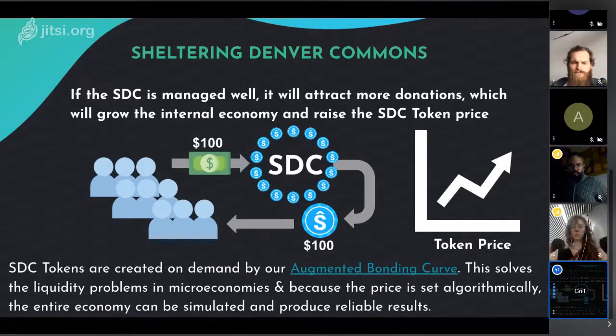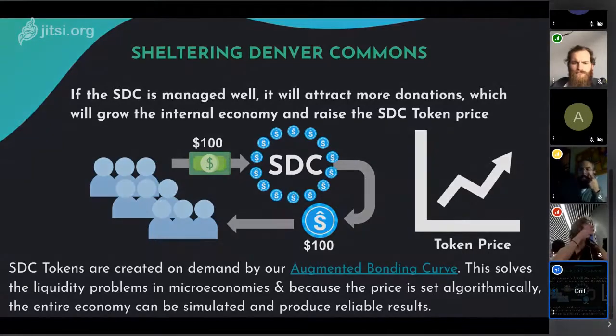And then if you want to sell your tokens, again, you don't have to find someone to buy them. You can actually just go to the smart contract and destroy your tokens. And this is really powerful because that means if the Sheltering Denver Commons doesn't work out, all the tokens can be sold and collateral can be returned to the users that were participating in the first place. Or if it gets huge, you don't have these crazy shocks to the price because tokens can be created to supply the demand.